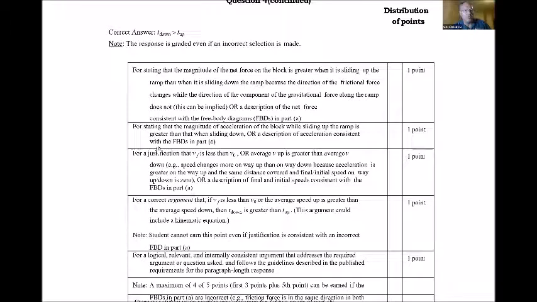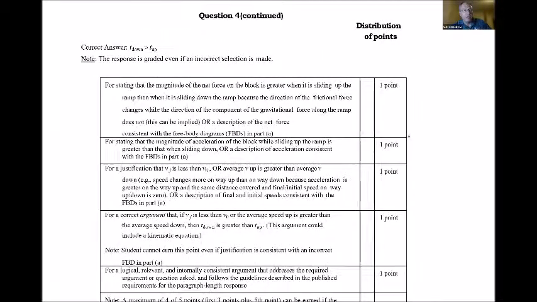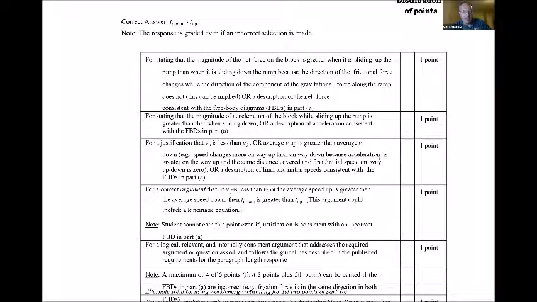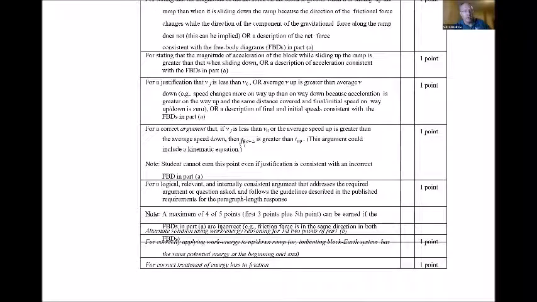So notice it says 1 point for stating the magnitude of the acceleration while sliding up is greater than sliding down. So 1 point there. Another point for talking about the average velocity on the way up is greater than the average velocity on the way down. You could have talked about that the final velocity is less than that initial velocity due to friction.